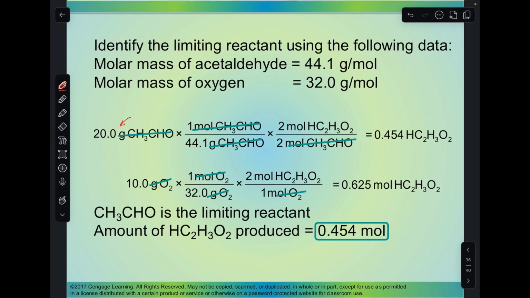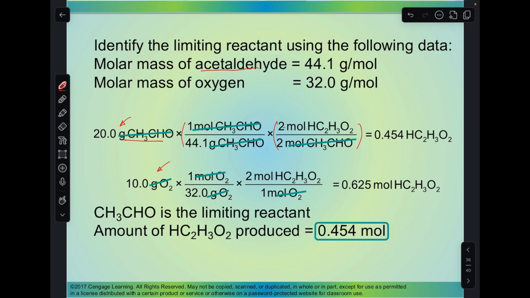We're going to start with the amount that we have in our hands. So that would be 20 grams and 10 grams. We will then use the molar masses right here. So that's going to be 44.1 grams. This is the molar mass of this right here, which is acetaldehyde, I believe. That's what it's called. Yeah, acetaldehyde.